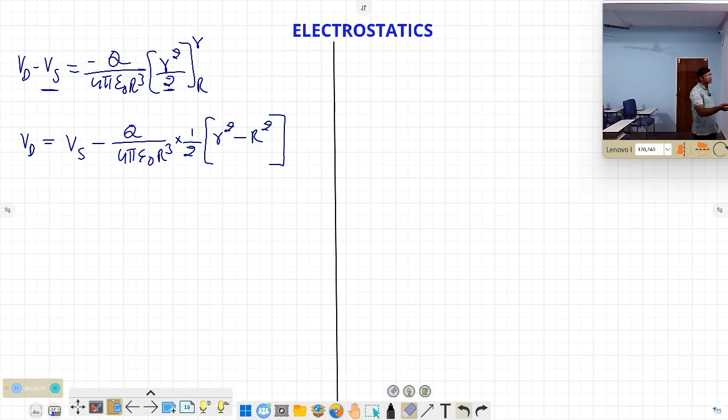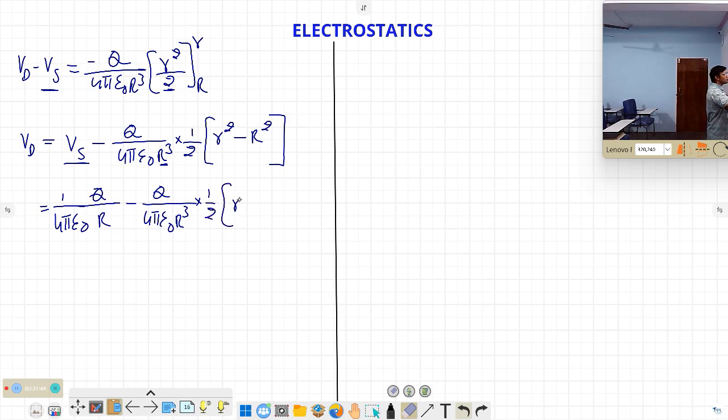Now to solve this, take this capital R cube inside, otherwise you can write the Vs formula. What is Vs? Potential on the surface. What is the formula for the potential on the surface? That is 1 by 4 pi epsilon naught q by the radius of the sphere, that is capital R, minus q by 4 pi epsilon naught r cube into 1 by 2 into small r square minus capital R square.